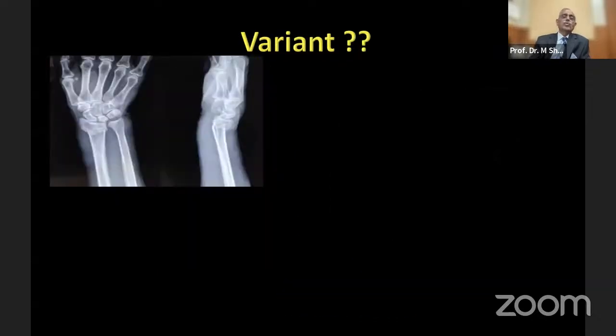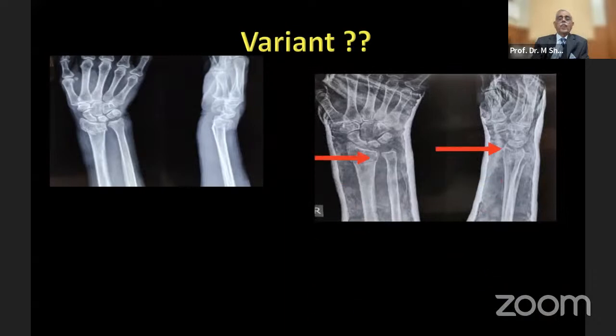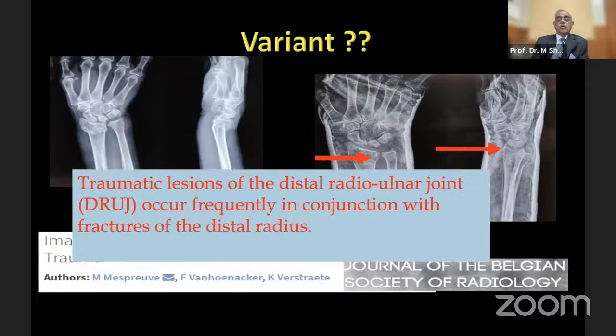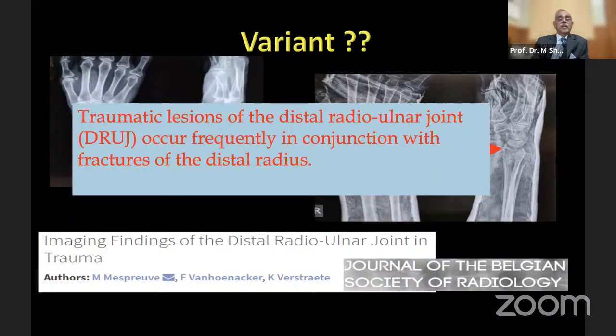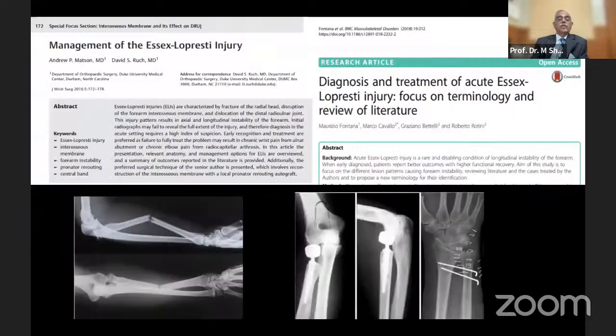And here, this is also mentioned as a variant where there is a comminuted fracture of the distal radius with the subluxation of the inferior radioulnar joint. And this was a Belgian paper, where the traumatic lesions of the distal radioulnar joint occur frequently in conjunction with the fracture of the distal radius. And if it is so, then it has to be fixed either with a K-wire or preferably with a plate, with the wire across the ulna and the radius to maintain the stability of the inferior radioulnar joint.